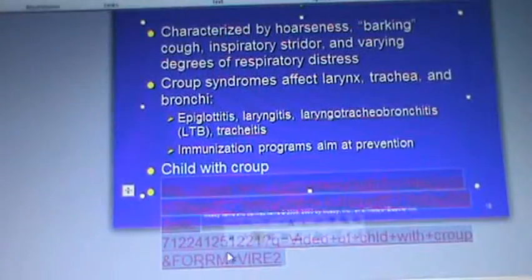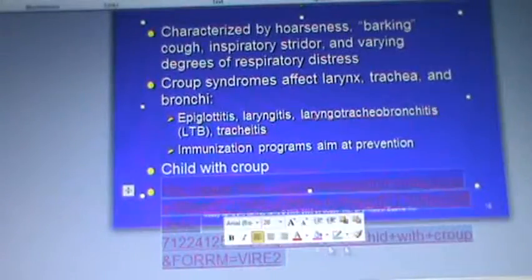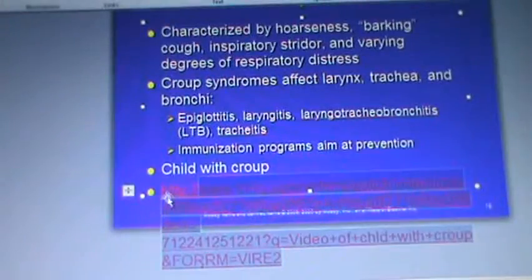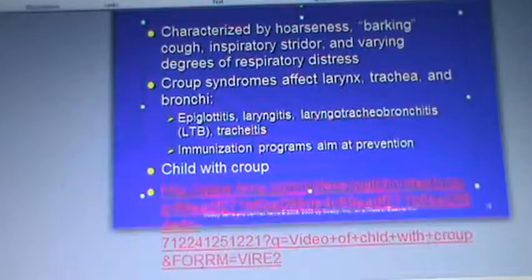Follow along with me here, and we can put this up in your URL, and you'll be able to see this child with croup.